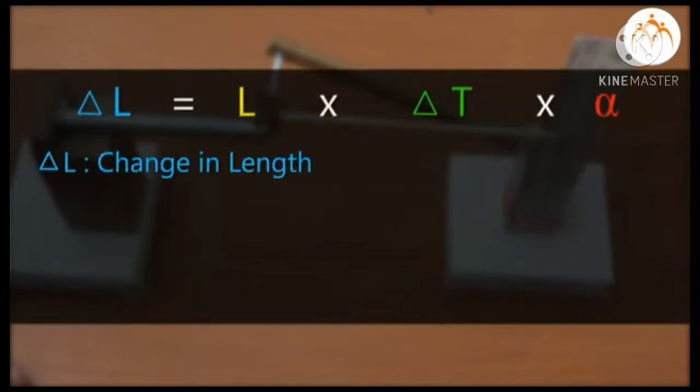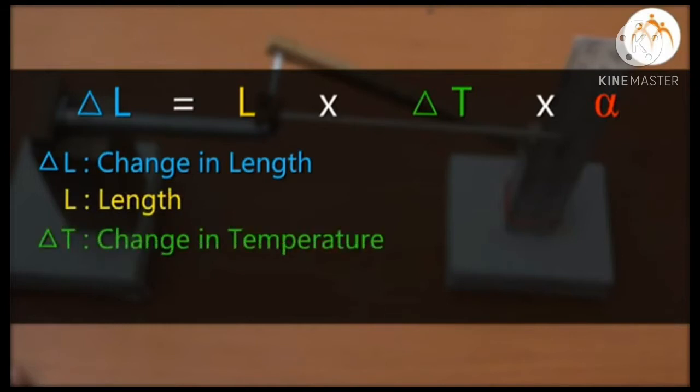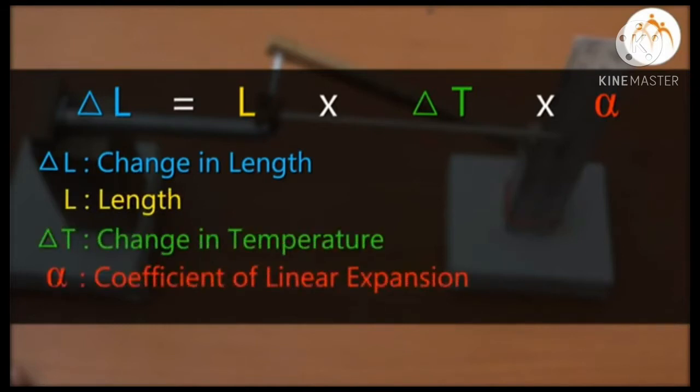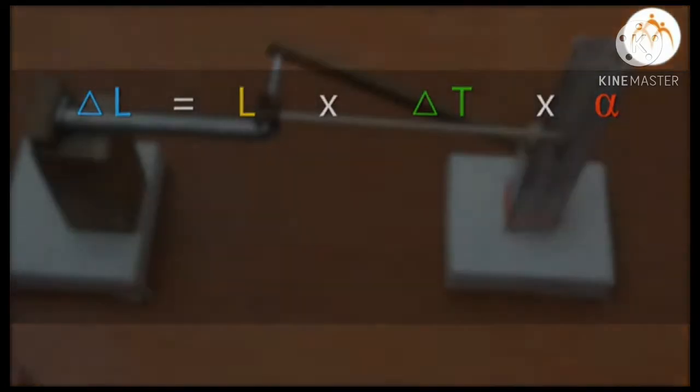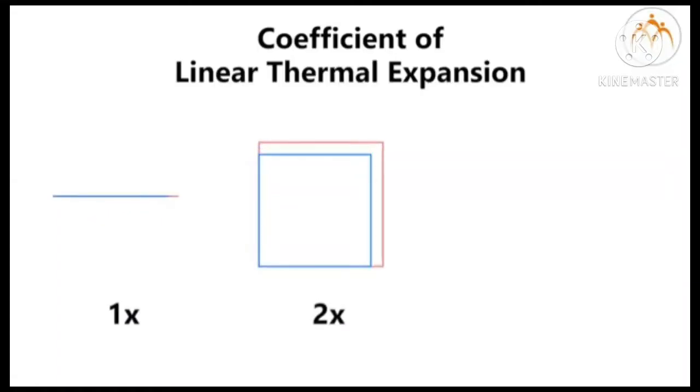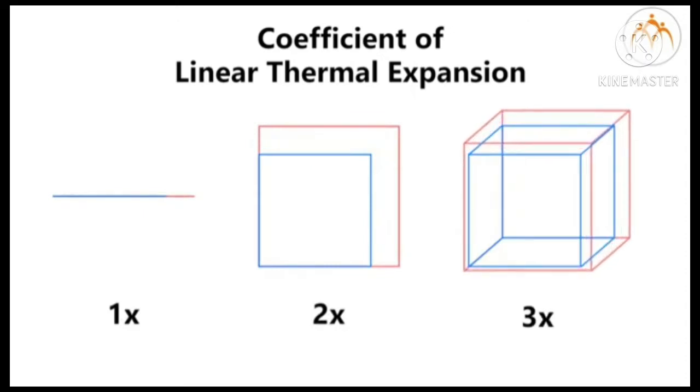Change in length, delta L, can be calculated by multiplying the length, change in temperature and coefficient of linear expansion alpha. Area will expand twice as much as length and volume will expand thrice as much as length.